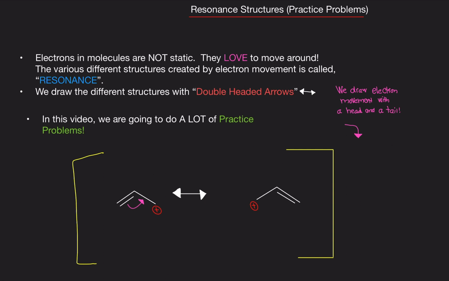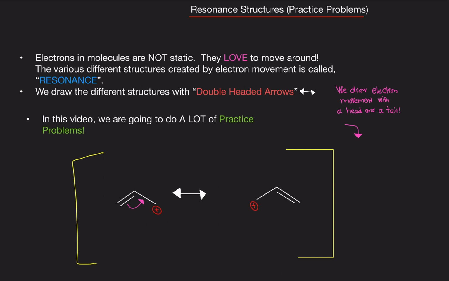This is not a mechanism. All it is is electron movement. None of the atoms are changing. For example, if we started off with 2 oxygens, we're ending up with 2 oxygens. If we started off with 6 carbons, we're ending with 6 carbons. The only thing we're changing is the amount of lone pairs and the amount of double bonds or triple bonds. That is it. That's all resonance structures is.